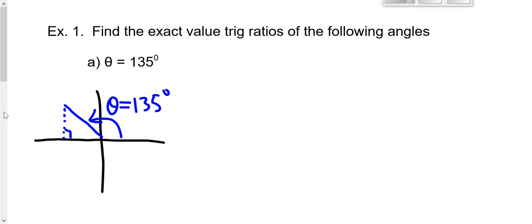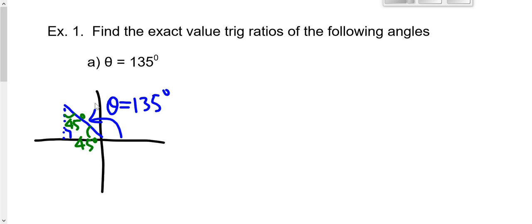So 180 subtract 135. That gives you 45 degrees. So 45 degrees. We know the sum of the internal angles of a triangle is 180. If this is 90, this is 45. That means this is also 45. Now, do you remember dealing with something like 90, 45, 45?